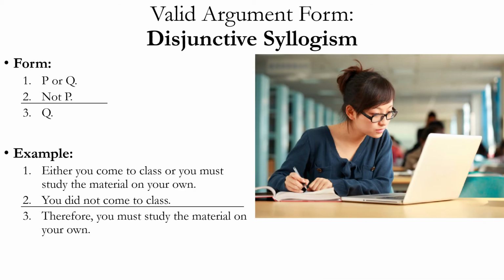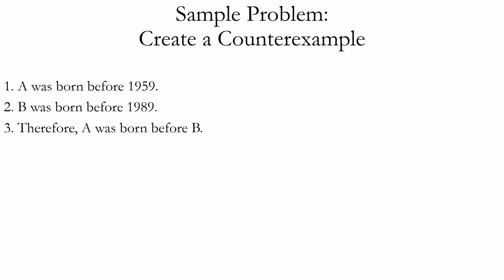Here's another valid argument form, disjunctive syllogism. It has the general form, P or Q, not P, therefore Q. Here's an example. Either you come to class or you must study the material on your own. You did not come to class. Therefore, you must study the material on your own. If the premises are true, the conclusion must be true. Let's look at some sample problems.